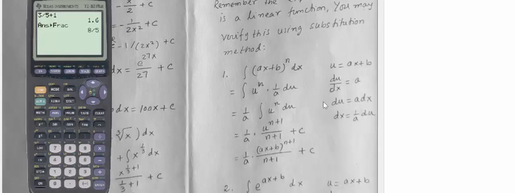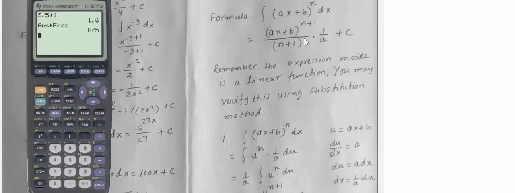It doesn't matter. And then substitute back everything. ax plus b is written as u to the n. And then we have 1 over a du. 1 over a is a constant. Leave it outside. And then again it is u to the n. Isn't it similar to x to the n? So we just add 1. And then after that, substitute back what u is, which is ax plus b. And that exactly gives you the same answer we just stated in the formula.